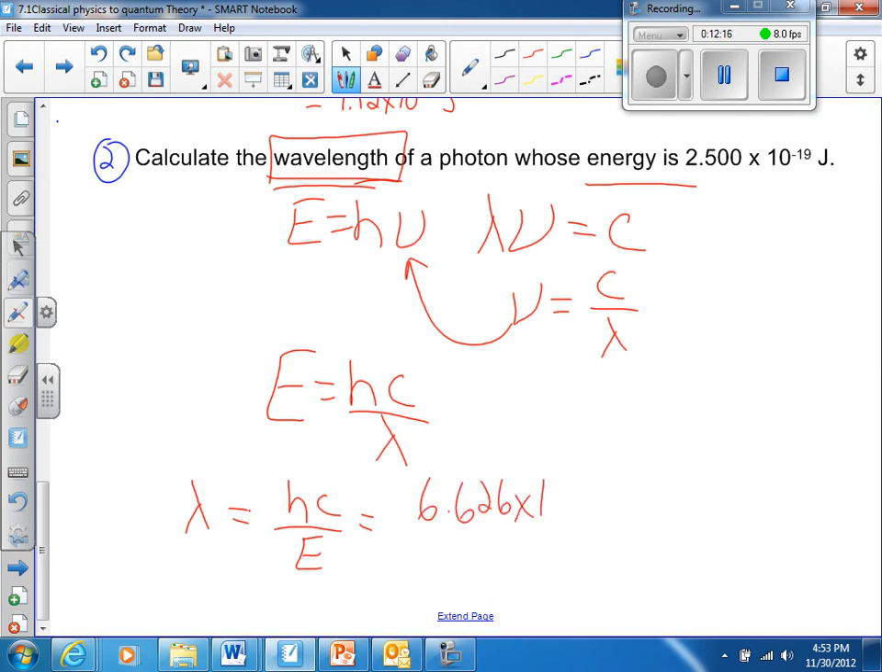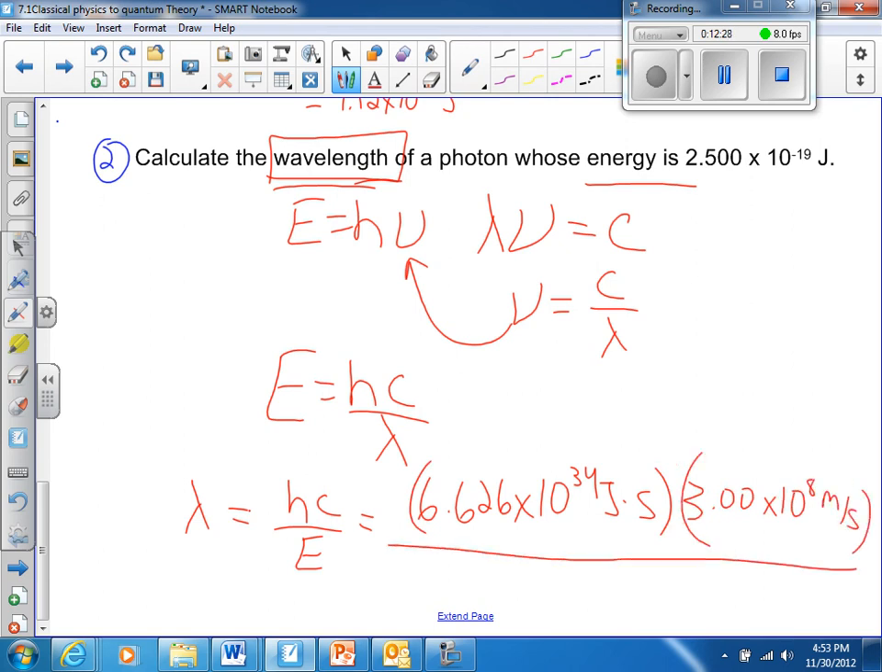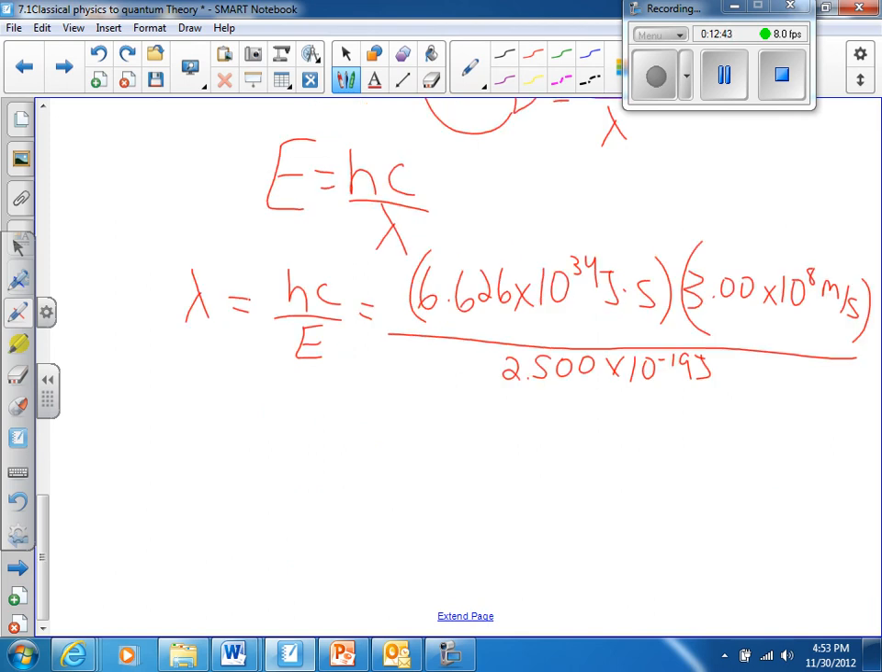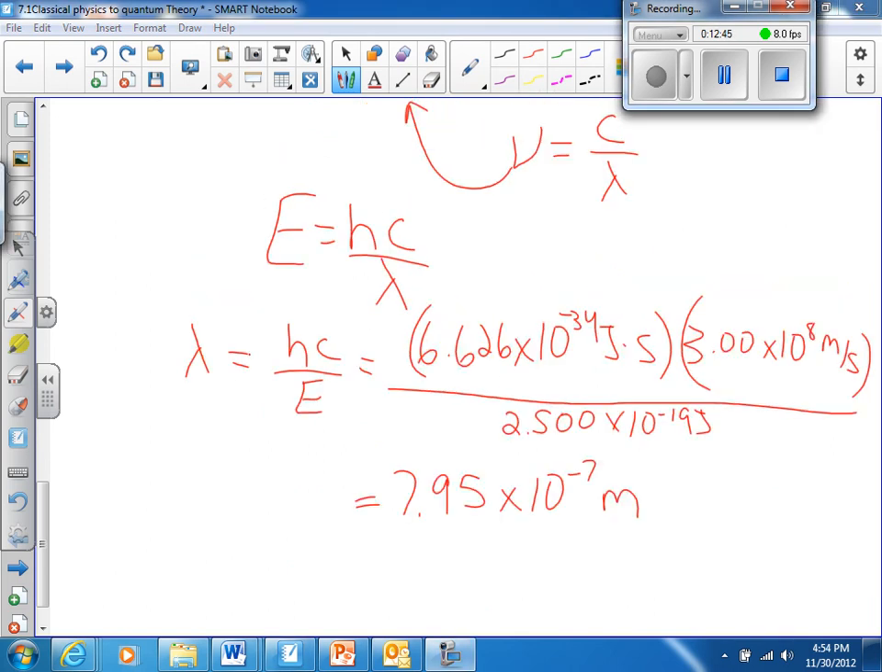6.626 times 10 to the negative 34 joule seconds is h. C is 3.00 times 10 to the 8th meters per second. And energy. That's how I figured I did something wrong, because I was given my energy and I hadn't isolated lambda. I like to isolate what's missing. Energy is 2.500 times 10 to the negative 19 joules. And I get, by the way, I noticed as I was doing my calculation, there's a negative in front of the 34 on Planck's constant. Don't forget that minus sign.